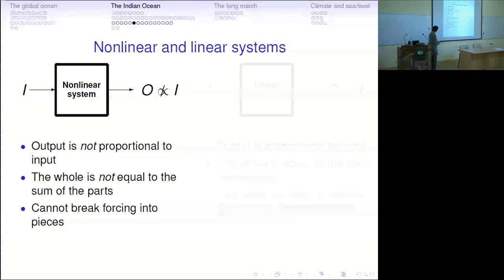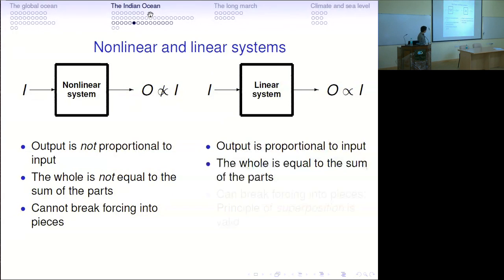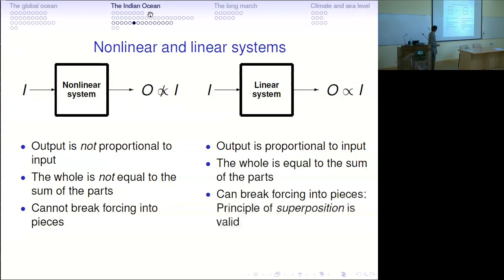In simple terms, we cannot break the forcing, that is the wind, into pieces. That is the drawback in a nonlinear system. And that essentially comes from the Q dot grad U term in the momentum equations. In a linear system, on the other hand, output is proportional to input. So if I have O1 and I1 and O2 and I2, O2 plus O1 is proportional to I2 plus I1. That's the characteristic of a straight line. The whole is equal to the sum of the parts. Can we break the forcing into pieces? So the principle of superposition, which we have used in school, is valid.